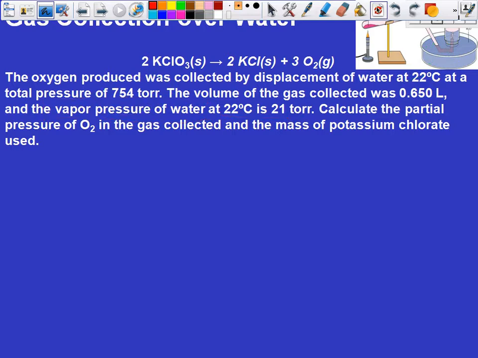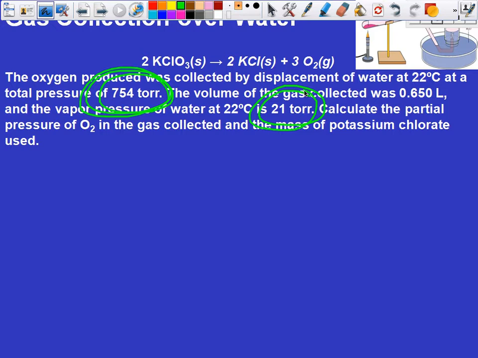Okay, sorry, I kind of read this. The vapor pressure of water at 22 degrees Celsius is 21 torr. So notice what just happened here. I want to point this out. The total pressure was 754 torr, and the vapor pressure of the water was 21 torr. So that means that water vapor took up 21 of the 754 torr total pressure.